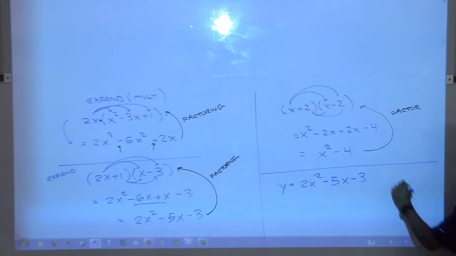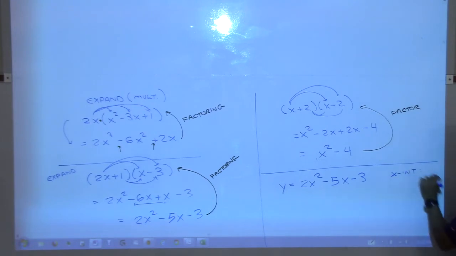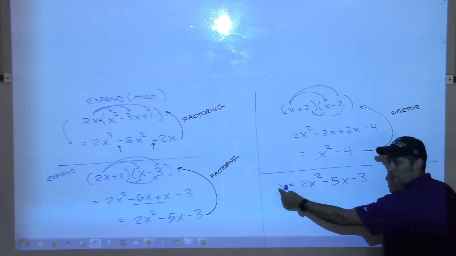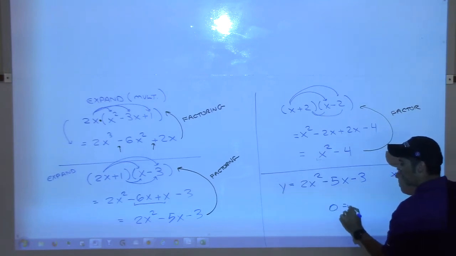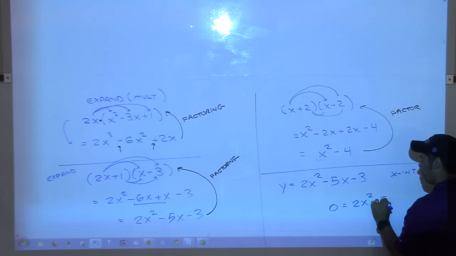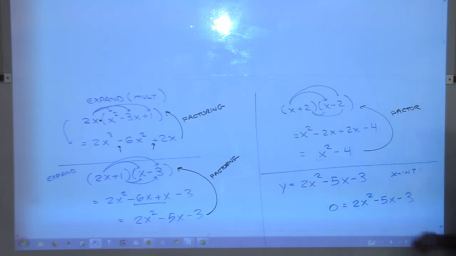So if we are asked to find the x-intercepts for this, where this thing hits the x-axis, the first thing we would do is the same thing we did with the lines. We'd replace this y with 0. Okay? So if we replace the y with 0, we have this. Agreed? Now, how do you solve this for x?